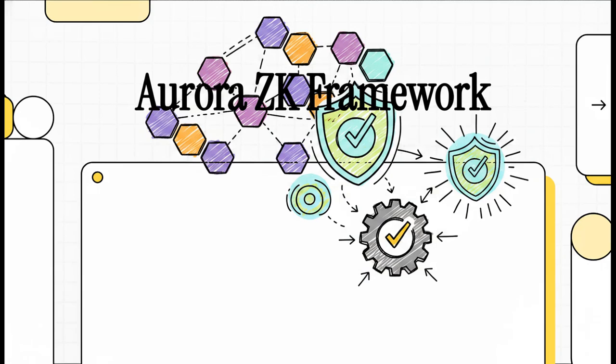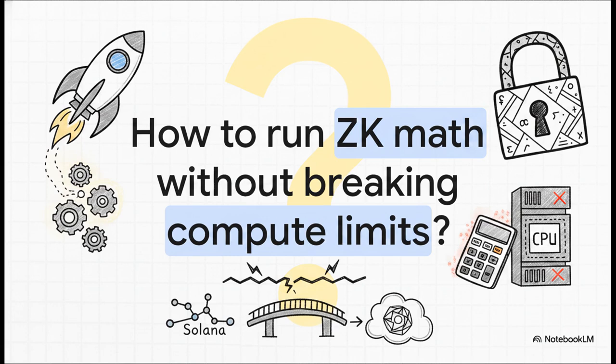Welcome to this explainer. Today, we're unpacking something pretty incredible: how the Aurora framework takes this highly complex zero-knowledge cryptography and makes it absolutely production-ready, right on the Solana blockchain. Let's get into it.